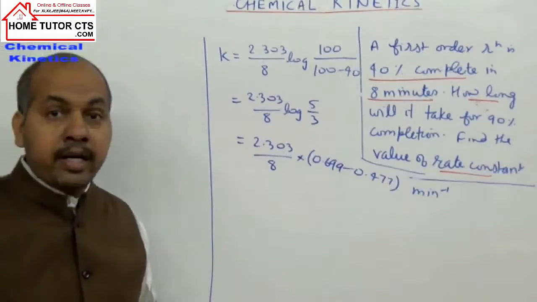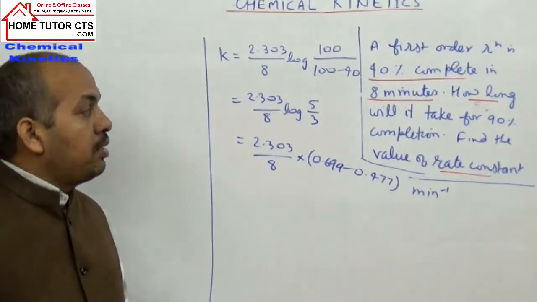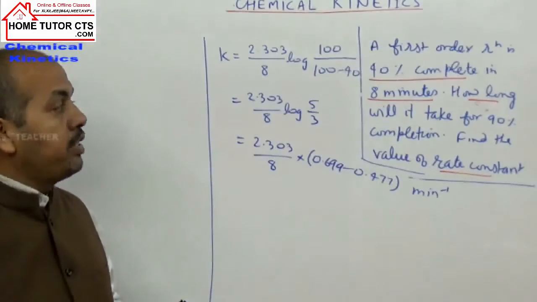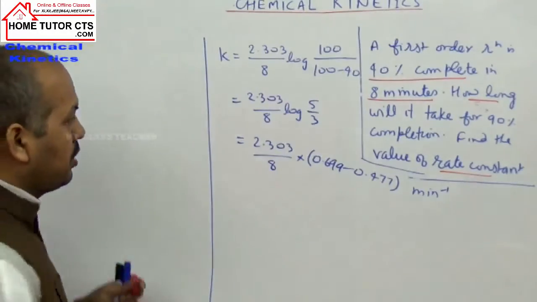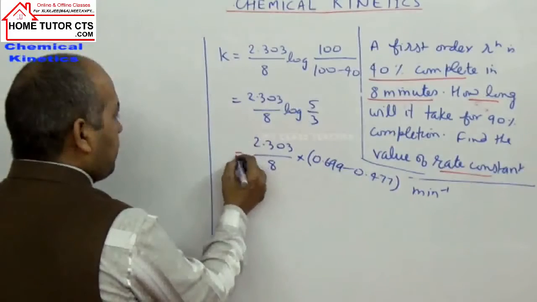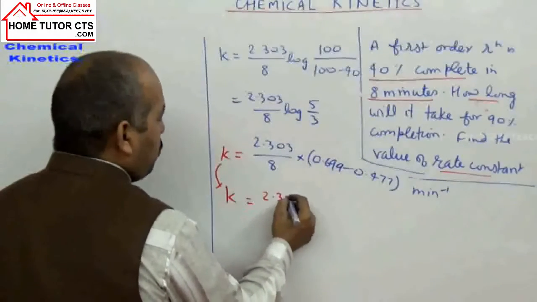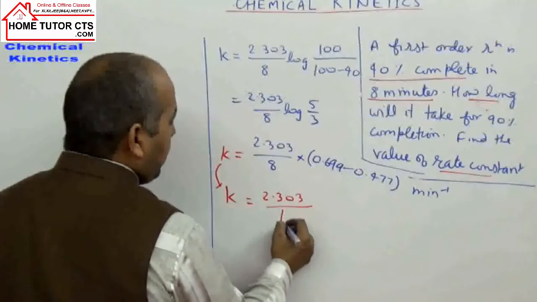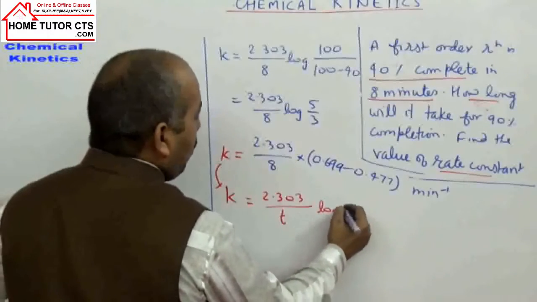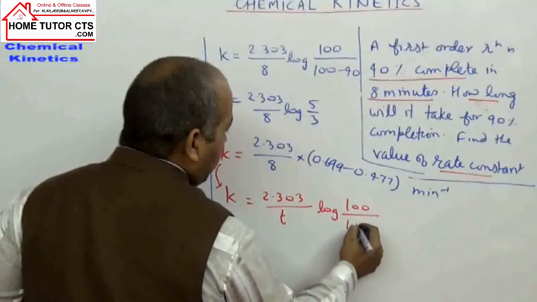Now the second part: they are asking in the question how long it will take for 90% of the reaction to complete, meaning K will remain the same. You can use the same value of K here. Then 2.303 by T, you have to find T, log of 100 by 100 minus 90.